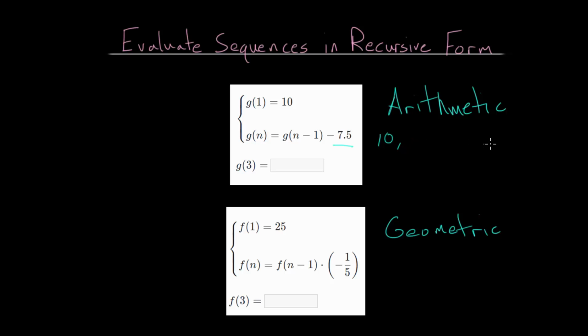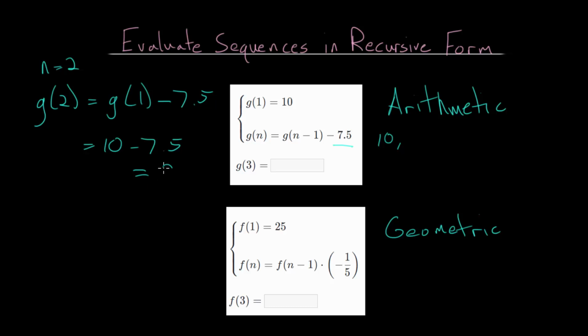You could figure it out that way, but if you didn't have familiarity with this, you would start by figuring out the second term, since we already know the first. For the second term, we're just setting n equal to 2 here. In our formula, g of 2 would be equal to g of 2 minus 1, or g of 1, minus 7.5. And g of 1 is just 10. So we take 10, we subtract 7.5, and we get 2.5. So the second term in the sequence here is 2.5.